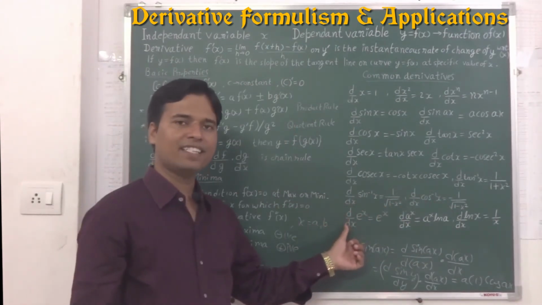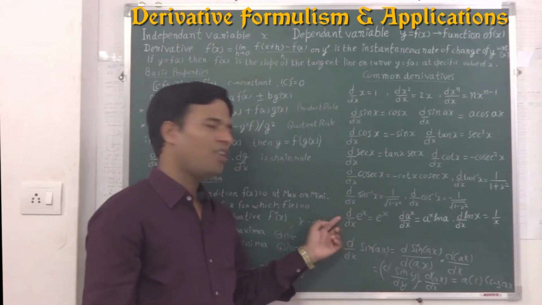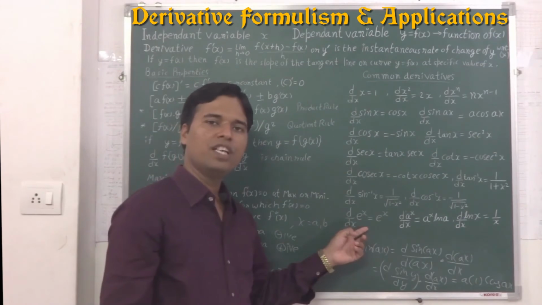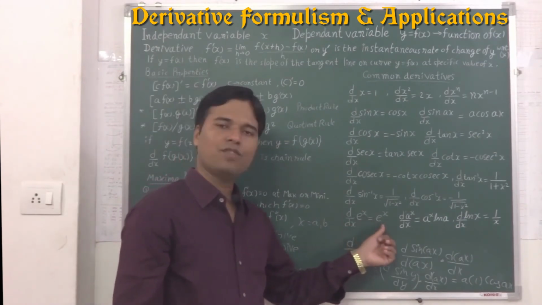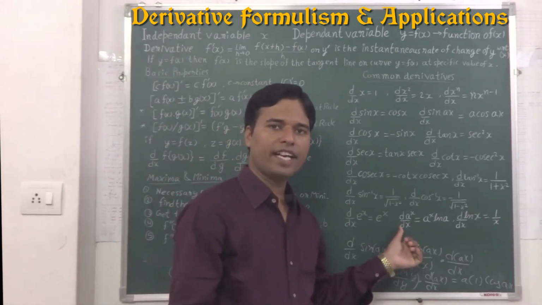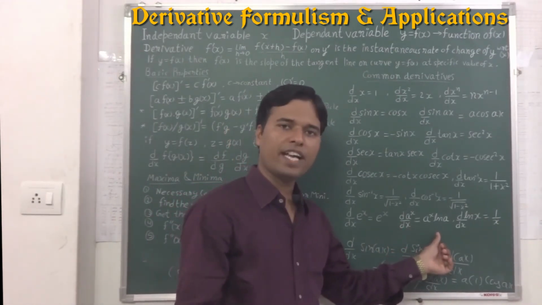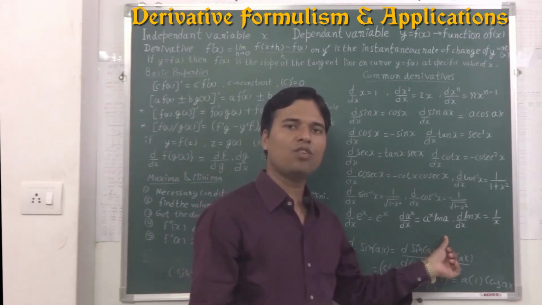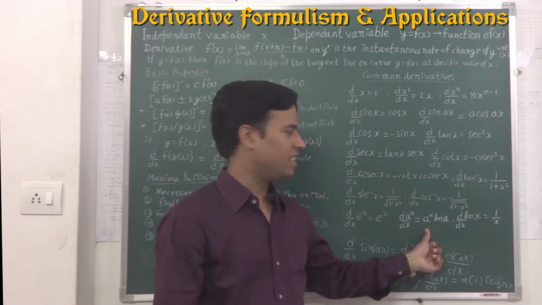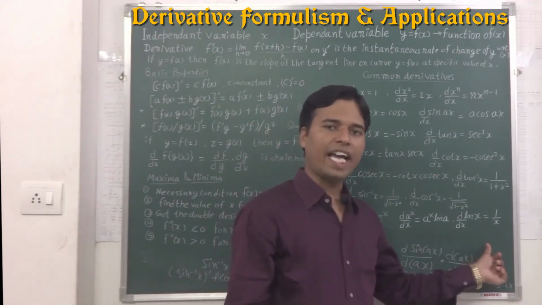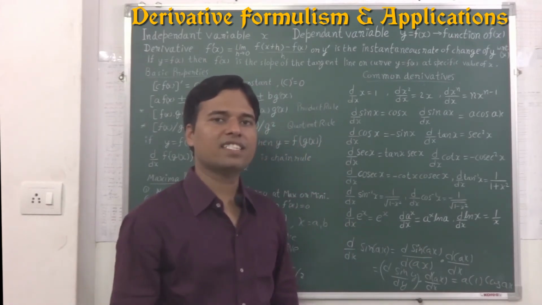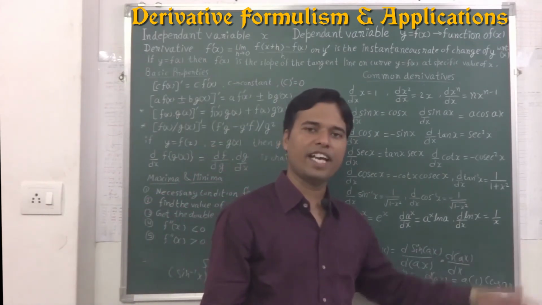If you want the first derivative of the exponential function, then the first derivative of e^x is equal to e^x only. The first derivative of a^x is equal to a^x multiplied with the natural log of a. a is the base of this exponent here. The last formula which I have written here is the first derivative of natural log of x, which is equal to 1 upon x.